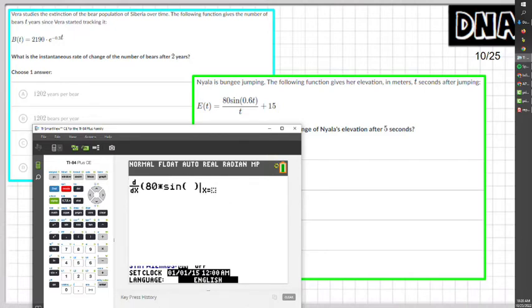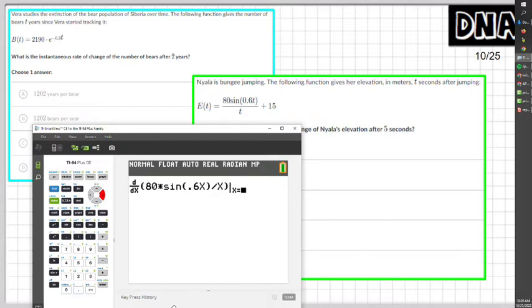So second quit. I'm back right here. Okay, I gotta drag this back over. All right, sine of what? Sine of 0.6 t, and then close parenthesis on that guy. And then I'm going to divide that by t, which is x. Okay. Now, the calculator will take the derivative of that function and plug in.